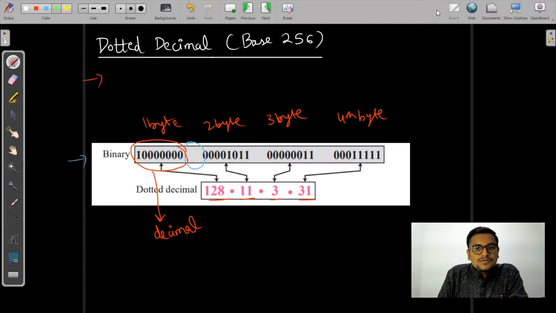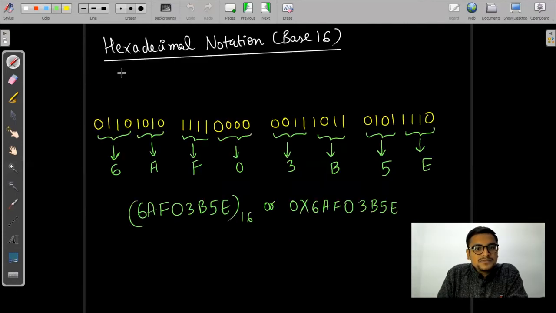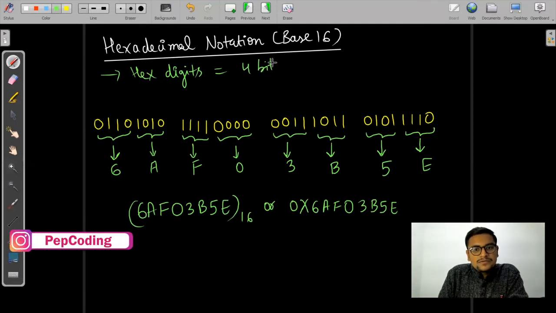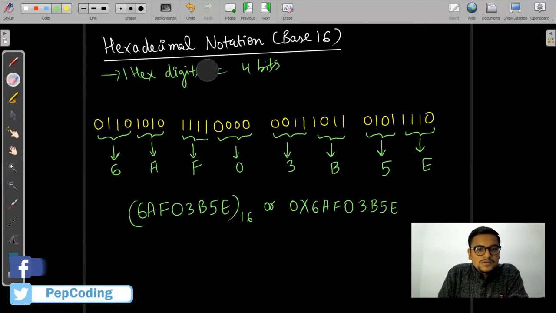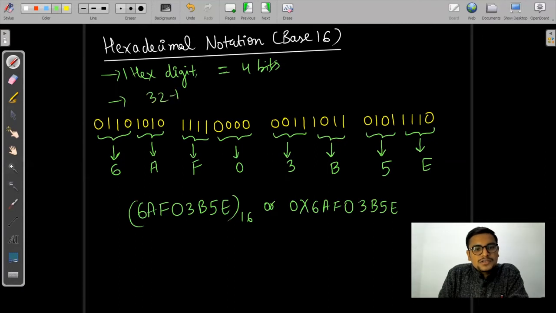Moving on, we have the third one, which is hexadecimal. In the hexadecimal notation, we have something called hex digits. A hex digit is a combination of 4 bits. So when we combine 4 bits, it becomes one hex digit. One hex digit is equal to 4 bits. Our IPv4 address is a combination of 32 bits, so 32 bits divided by 4 bits is equal to 8 hex digits.